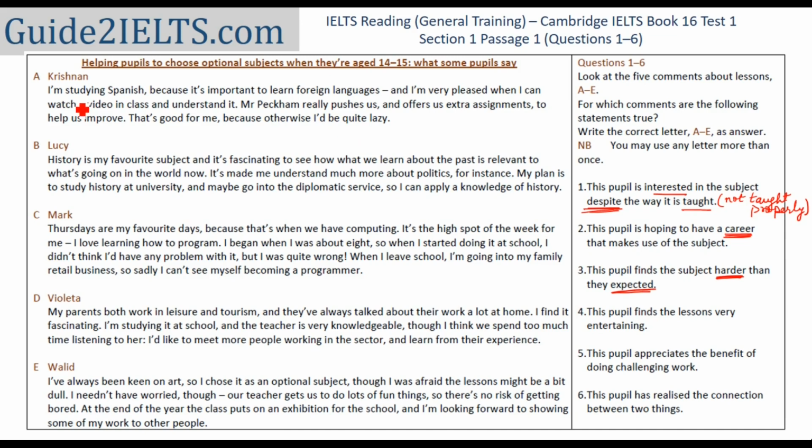Scanning involves reading parts of the passage, reading phrases, that is two to three words at a time. I'm going to start with A. So Spanish, important to learn foreign languages, watch video in class, Mr. Peckham, extra assignments, good for me, lazy. Just having read this part, I can see that there is no mention of a career. It doesn't mention that the subject is hard, but it does mention in class and Mr. Peckham. So there is some information about a teacher and a classroom.